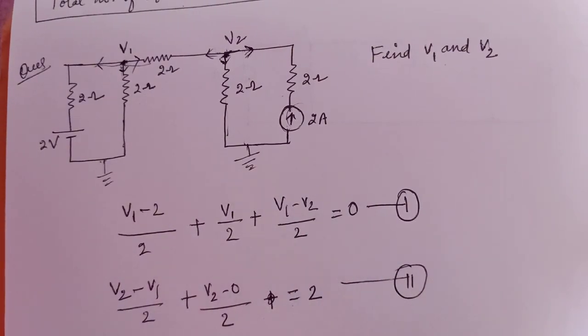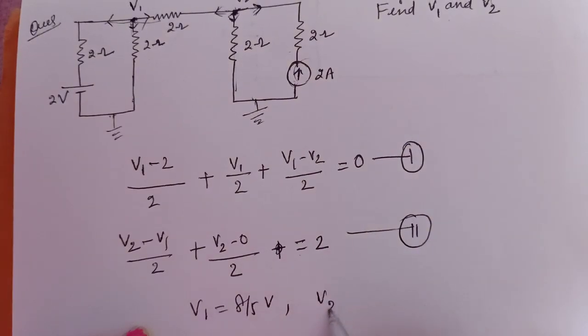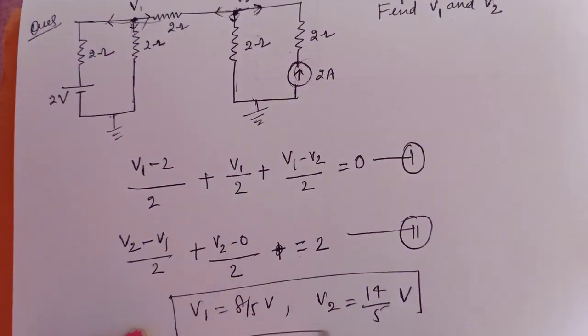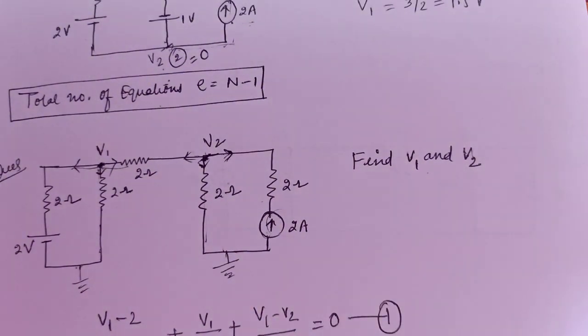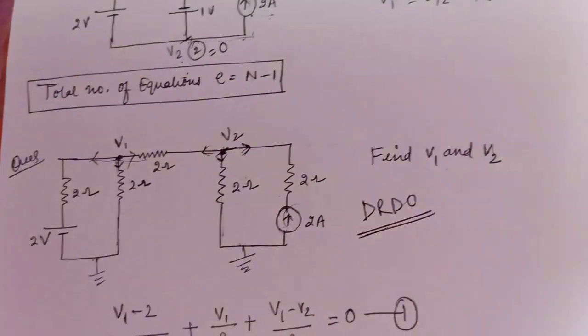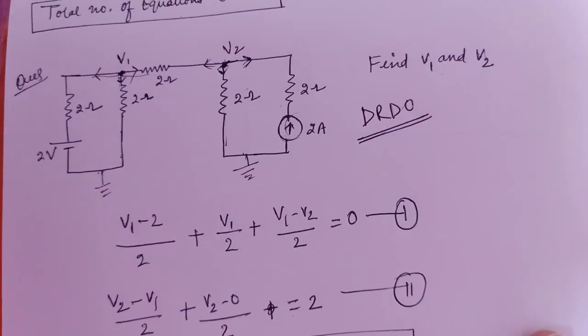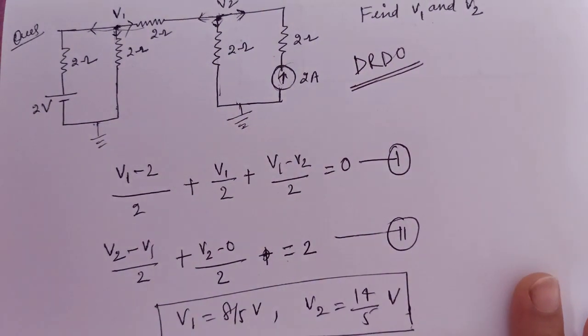If you solve these two equations, you will get V1 equal to 8 by 5 volt and V2 equal to 14 by 5 volt. Clear? This is how you have to apply the nodal analysis. So this question has come in your DRDO exam. These types of questions they are asking in so many exams like GATE exam, ISRO exam, DRDO exams, various PSU exams also. So you should know how to apply the nodal analysis, because nodal analysis is a very easy technique to solve the circuit and to find the voltages at each node.